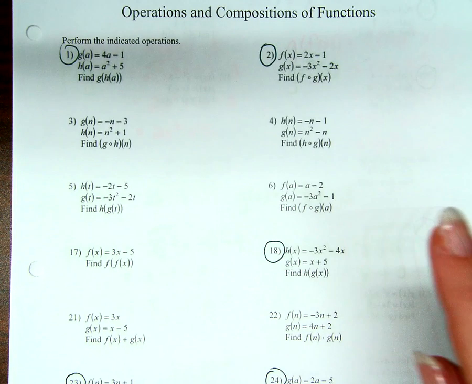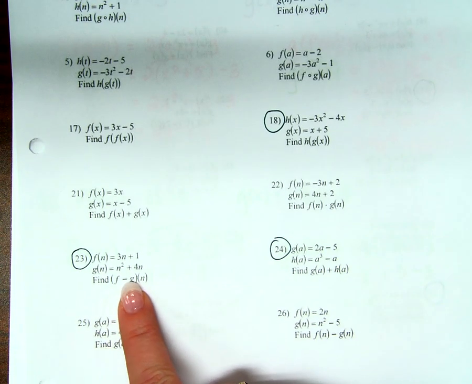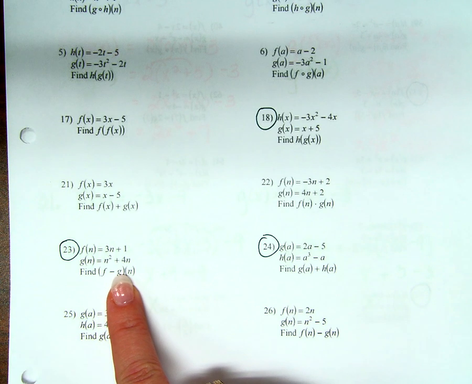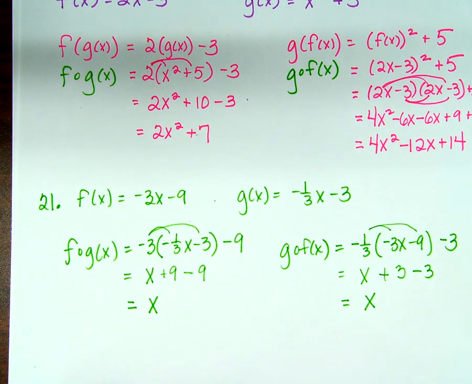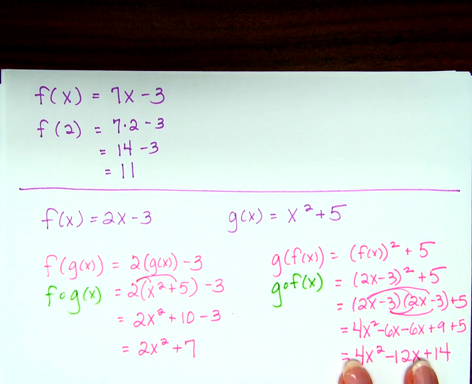On the ones that you were doing operations of functions, like number 23, please remember that you do need to write the domain. Composition of functions, you do not. Okay? But before I let you go, there's one more thing that we need to talk about real quick, because I don't want you to panic when you get there.